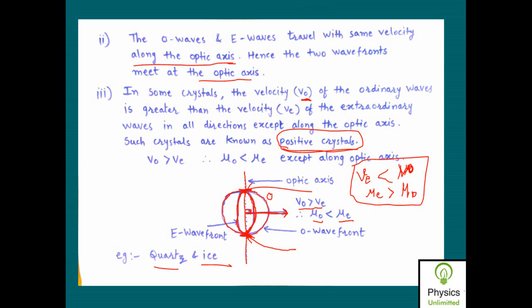Or it can be asked in the form of this relation: if VO is greater than VE, identify the type of crystal. Or if mu E is greater than mu O, identify the type of crystal. Like that, a number of questions can be framed on this topic, and therefore this is very important from the exam point of view. Please note down the difference between positive and negative crystal.